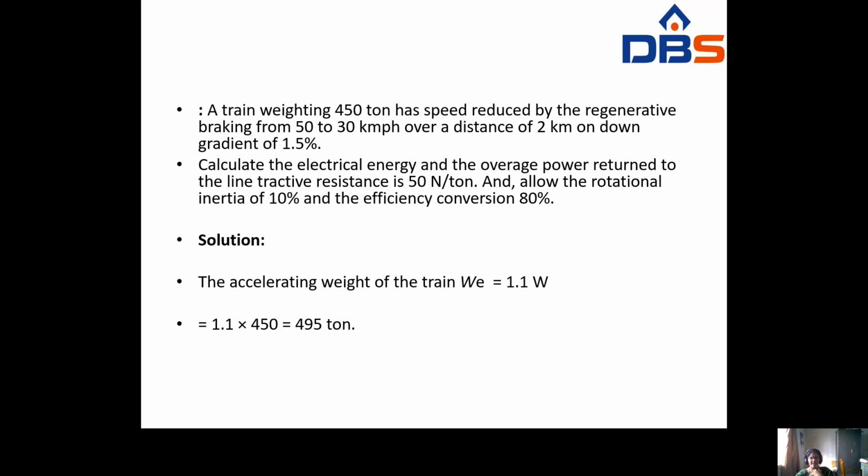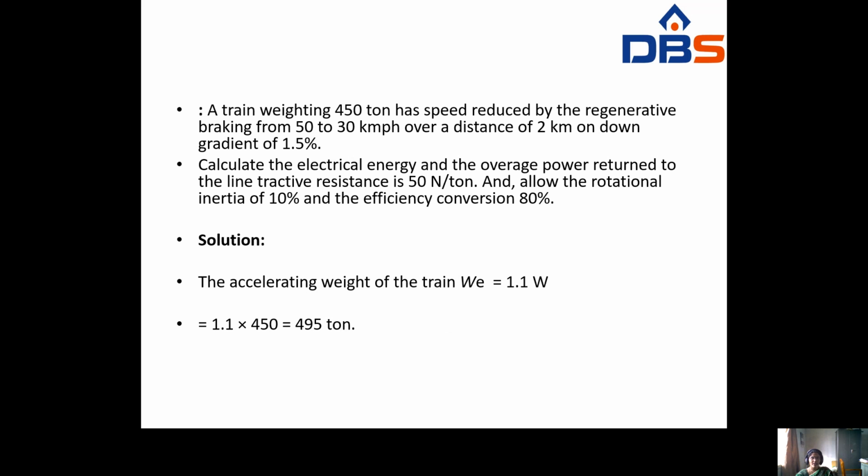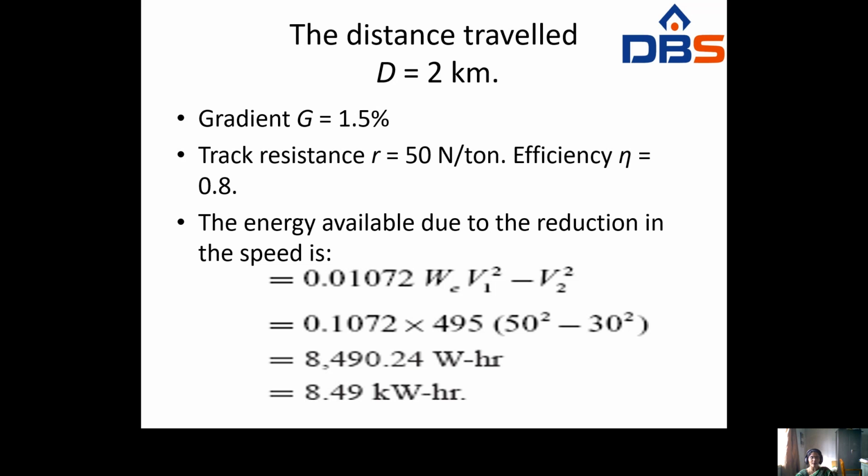The accelerating weight of the train is 1.1 into 450, so at that time here you can get 495 tons. The distance traveled is d equal to 2 kilometers, the gradient is 1.5%, the track resistance is 50 Newton per ton, and efficiency eta equal to 0.8, since in the problem it is given as 80%.